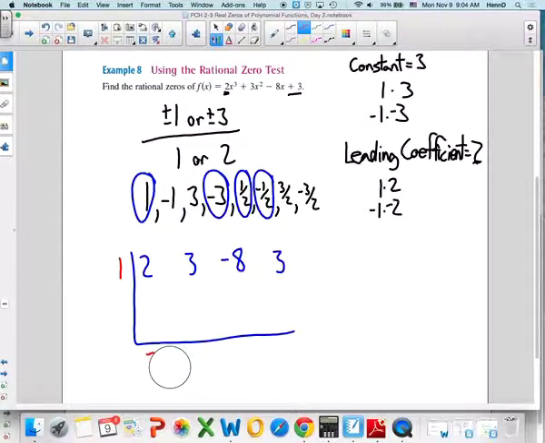Isn't it fairly odd to get like 1/2 and negative 1/2? I don't know. You can. You guys want to try one of the 1/2s? Yeah, wait, negative 1/2 doesn't work. Negative 1/2 does not work. Let's try it.